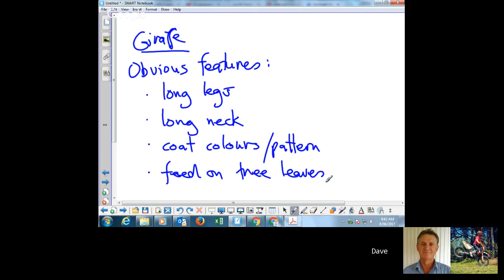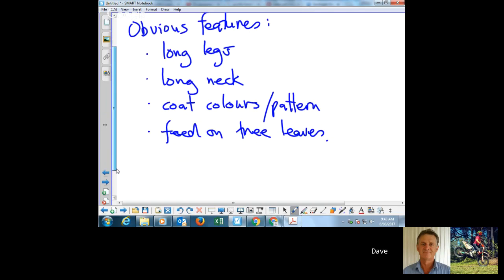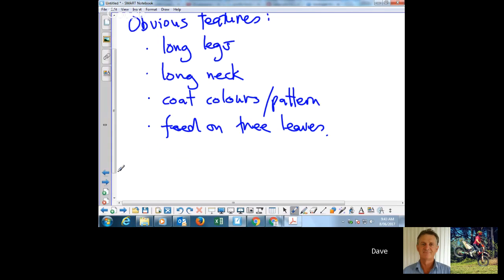All right, there's some obvious features. Now, the next thing is we say, look at these features and identify how those features may be adaptations.